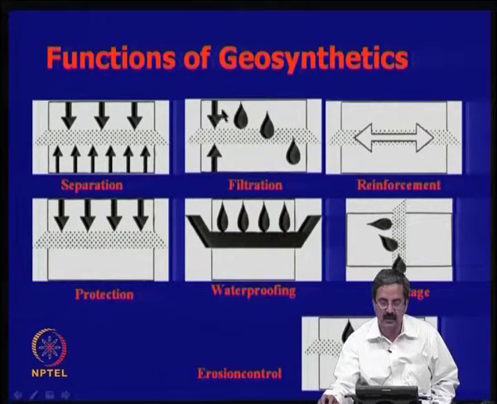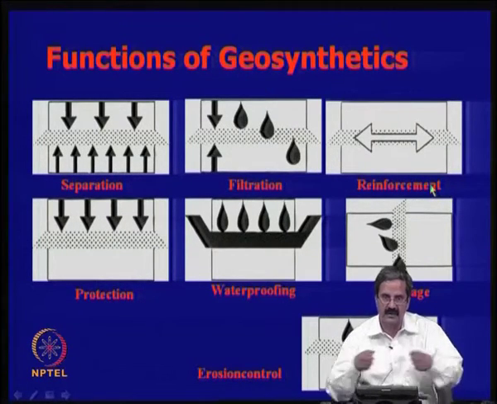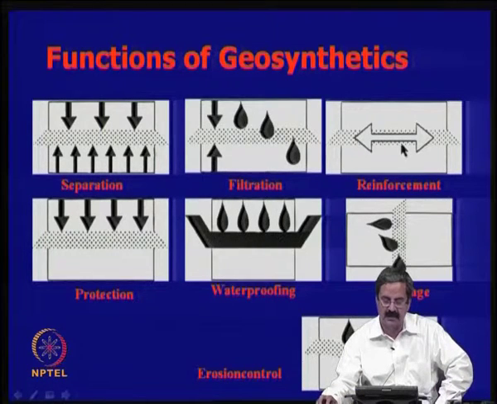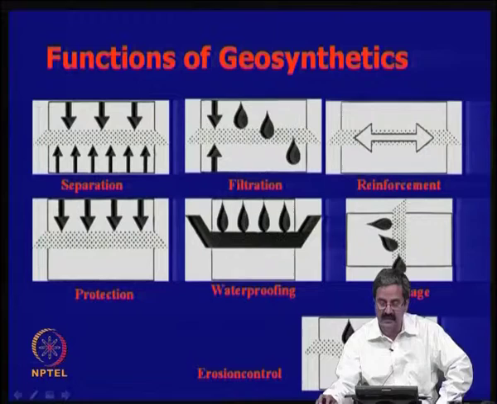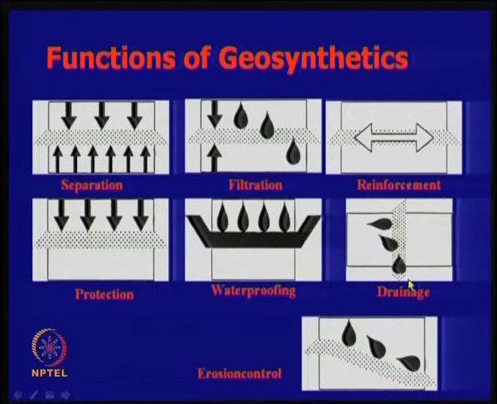Then filtration means it allows only water to go out of the material. Then this is reinforcement, where tensile force is applied. Then this is a protection layer, which does not allow the bottom material to get damaged. Then waterproofing, like a geomembrane, which just collects water. Then drainage, where water goes out through the material. Say you have a retaining wall; next to that you need to provide drainage. So you have a nice system like that, the drainage is nicely allowed, and the rainwater gets collected at the bottom of the retaining wall.